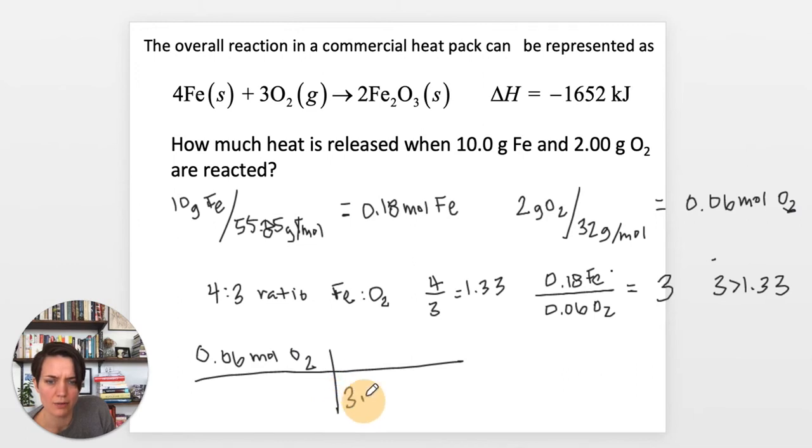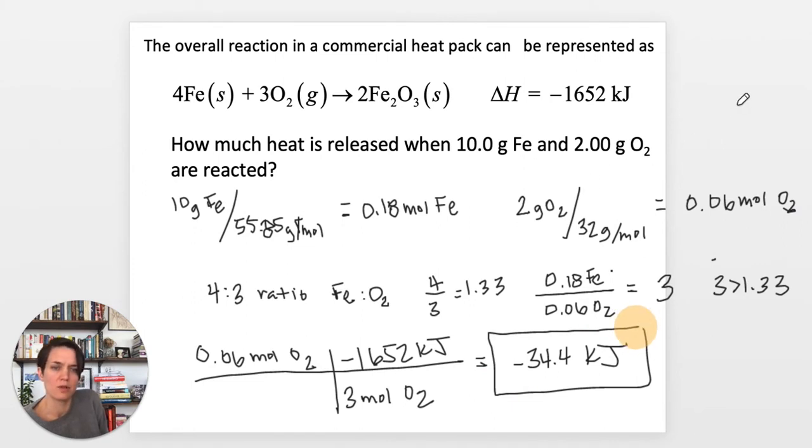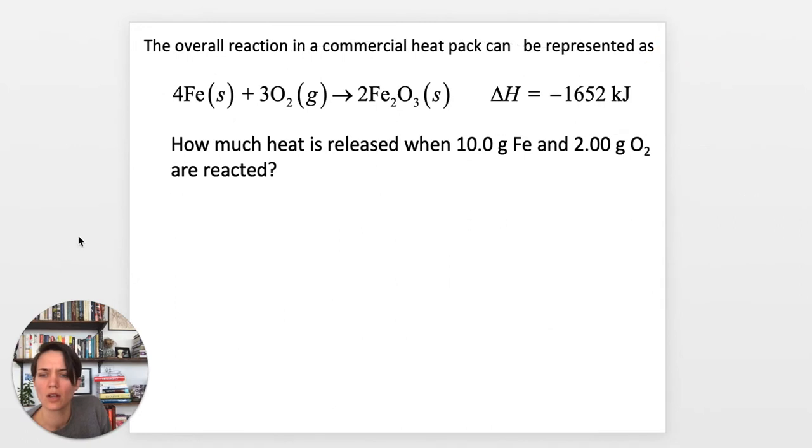We know that if we had 3 moles of oxygen, we would get negative 1,652 kilojoules. So you're going to get negative 34.4 kilojoules. Okay, so the point here is these statements are really, really important, and you can find out a lot of information about all different kinds of masses of those reactions from that.